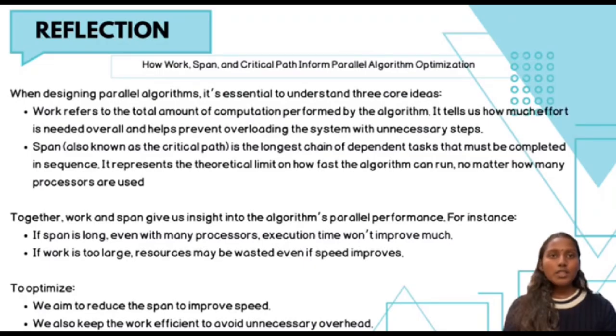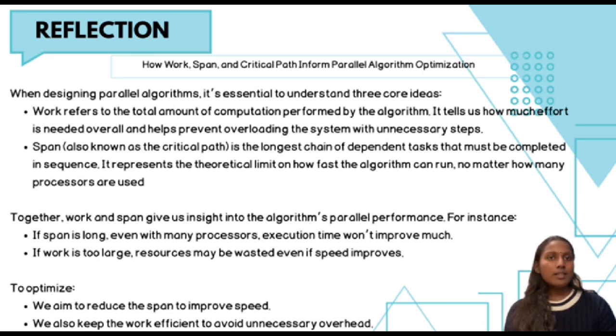Now, we'll look at the reflection on how work, span, and critical path inform parallel algorithm optimization. When designing parallel algorithms, it's essential to understand the 3 core ideas. Work refers to the total amount of computation performed by the algorithm. It tells us how much effort is needed overall and helps prevent overloading the system with unnecessary steps. The next is span, which is also known as the critical path. It is the longest chain of dependent tasks that must be completed in sequence. It represents the theoretical limit on how fast the algorithm can run, no matter how many processors are used.